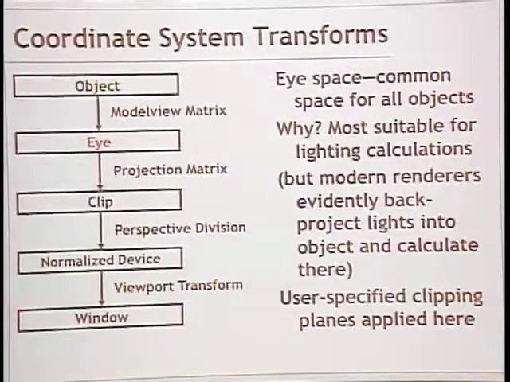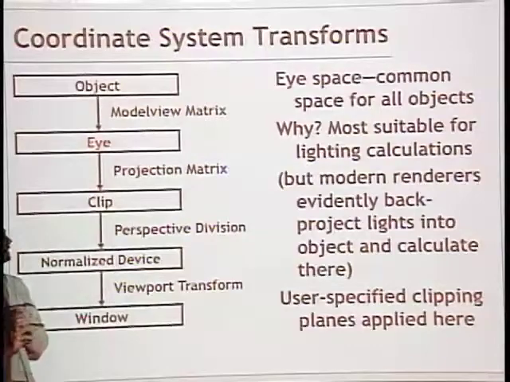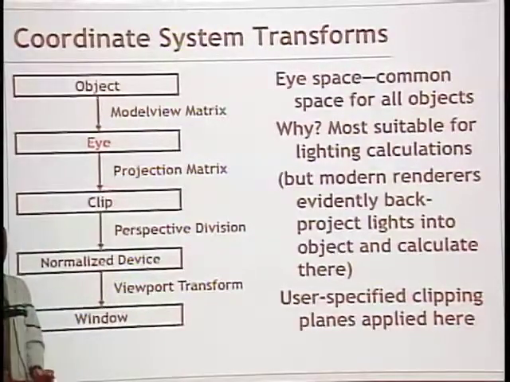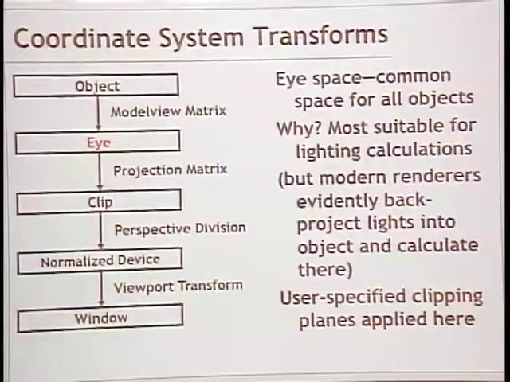Evidently, I am now told that modern renderers back project the lights into object space, calculate all the lighting in object space, and then just totally skip the eye space. Okay? What that means is we're going to end up doing this in the application. Somebody's going to end up doing this, that there is no intermediate step anymore, at least in a modern renderer, between model view and projection. We don't go into eye space. Instead, we just sort of lump these two things together and go straight from object space to clip space.